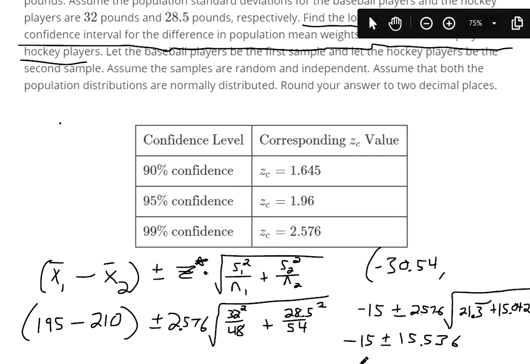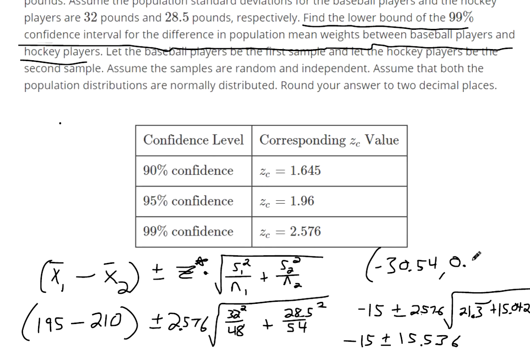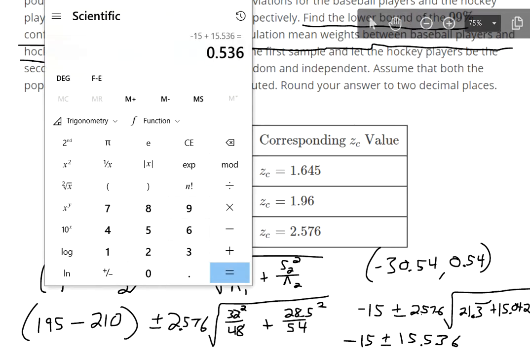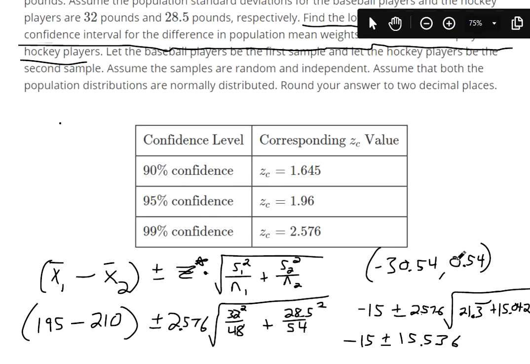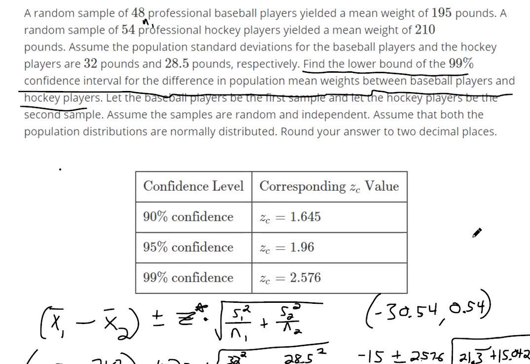And I guess I don't have to calculate the upper bound, but just in case. Negative 15 plus 15.536. So we got 0.54 to the second decimal place. That's our upper bound. Okay, and then an important thing to note when interpreting this confidence interval is it's just barely in there, but 0 is between those two numbers. So that means it could be that these two means are exactly equal to each other. There's not a statistically significant difference because 0 is still possible.